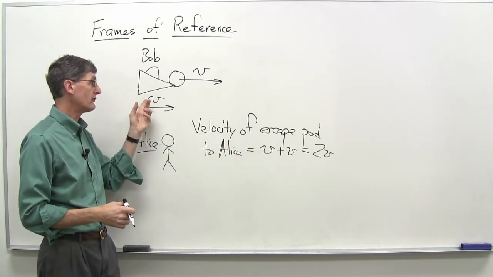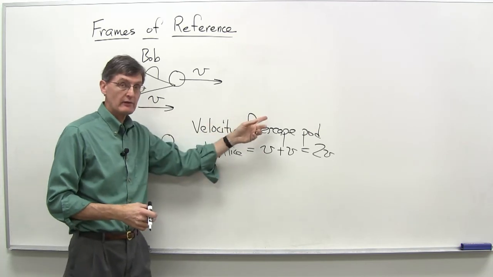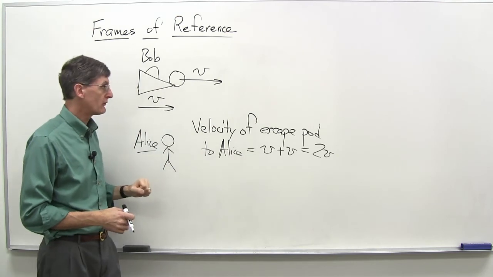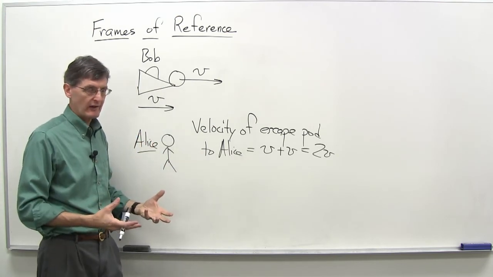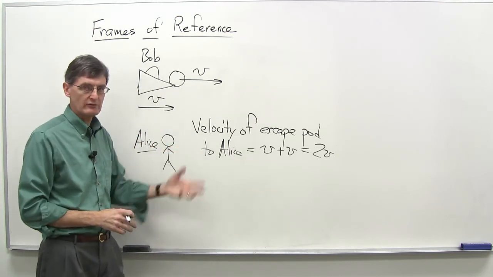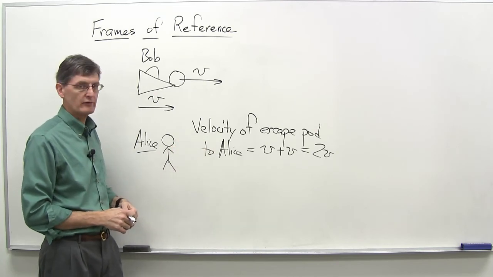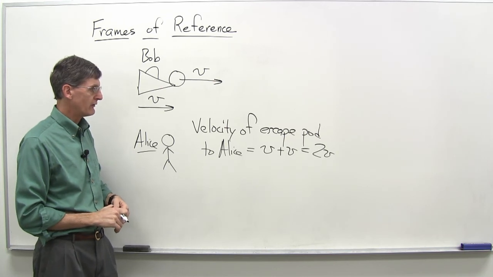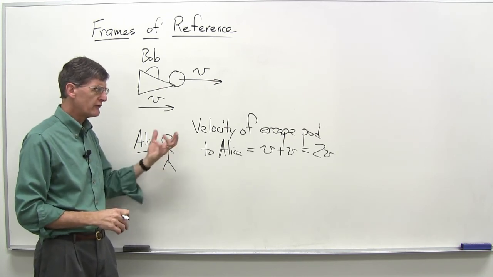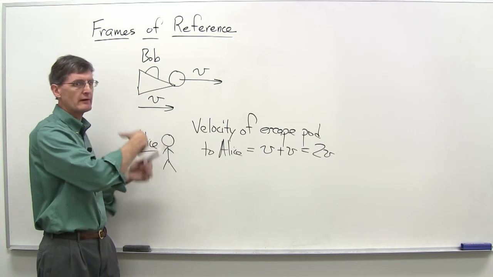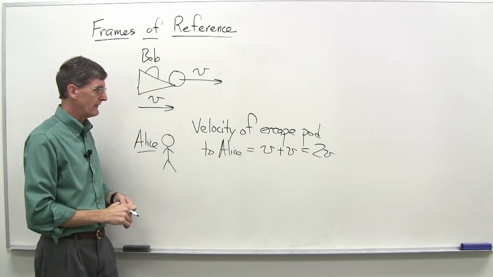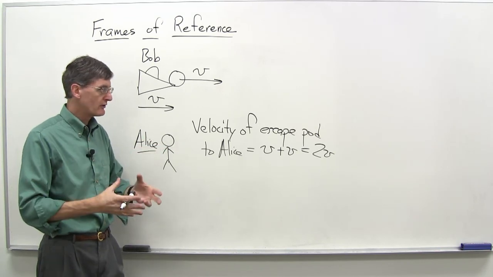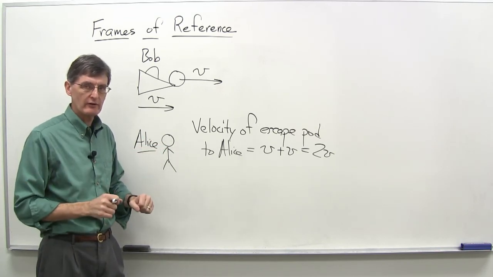So if Bob's spaceship is near the speed of light, and he shoots off his escape pod at some velocity v, it's not as easy as this. It's not a simple addition of velocities. So that's one of the things we are heading towards. In the next video clip, we'll say a few more words about frames of reference and space-time diagrams, and then we'll get on to Einstein and his two principles on which he based his special theory of relativity.